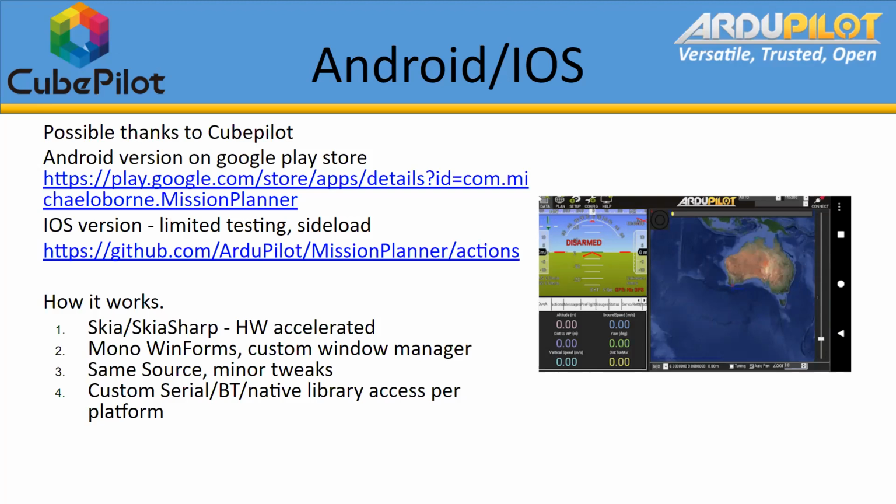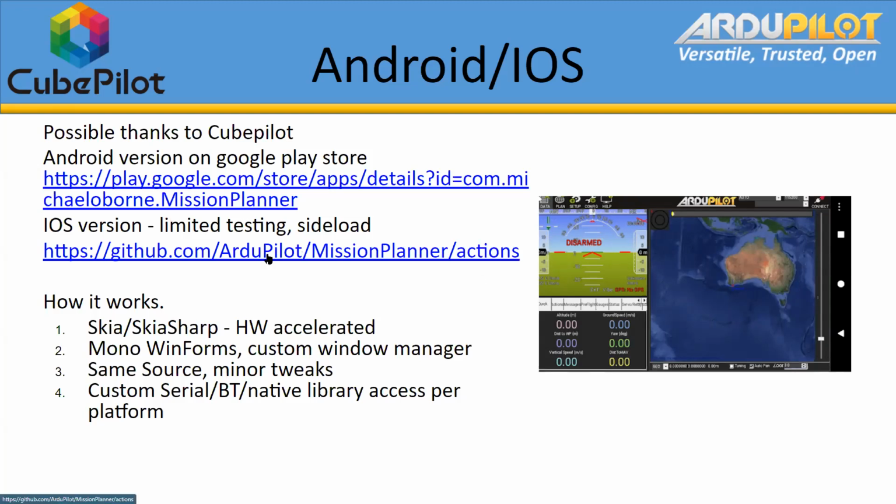So for those that don't know, Mission Planner is available on Android. There are still a few issues, I'm not going to deny that at all, but it is available on the Play Store right now. Just search for Mission Planner on the Play Store, you'll find it. Normal icon, and it looks just like Mission Planner on Windows, just on Android. And there is also an iOS version and an OS X version. However, there's been limited testing, and you'd have to sideload that onto an iOS device at this point in time.